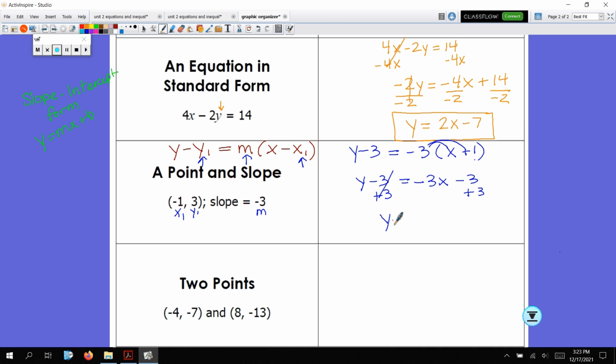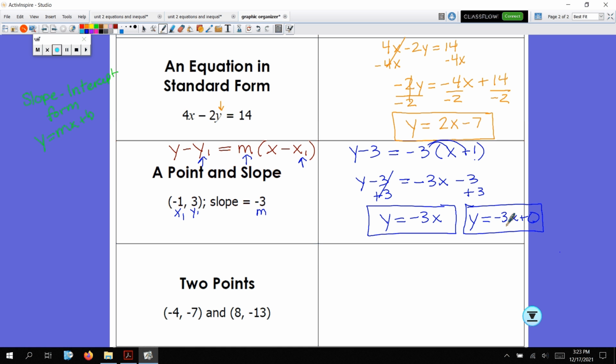So y equals negative 3x. Negative 3 plus 3 is 0. You could write plus 0, you could also leave it like it is. I'm going to leave it like it is. I'm also going to write the other way because I'm a weirdo. Y equals negative 3x plus 0. Either way, it's not wrong if you want to write the plus 0. You know that your y-intercept is 0. Make a point on the origin. Go down 3 and right 1.